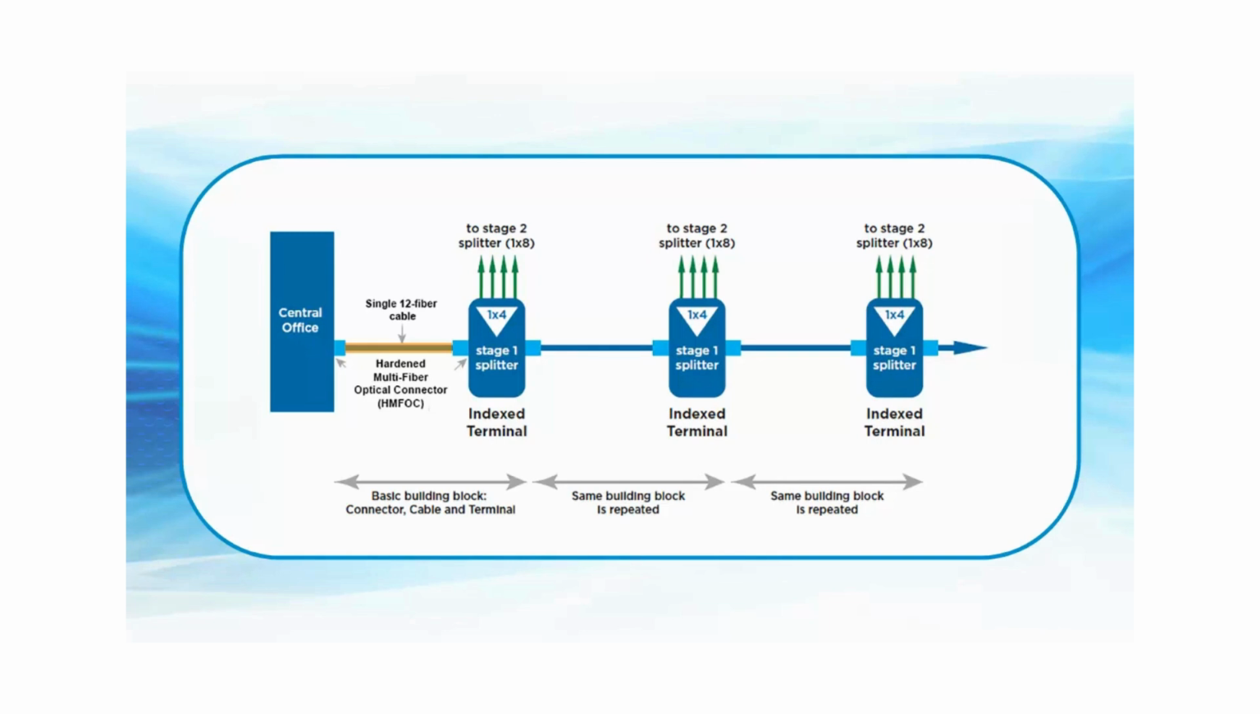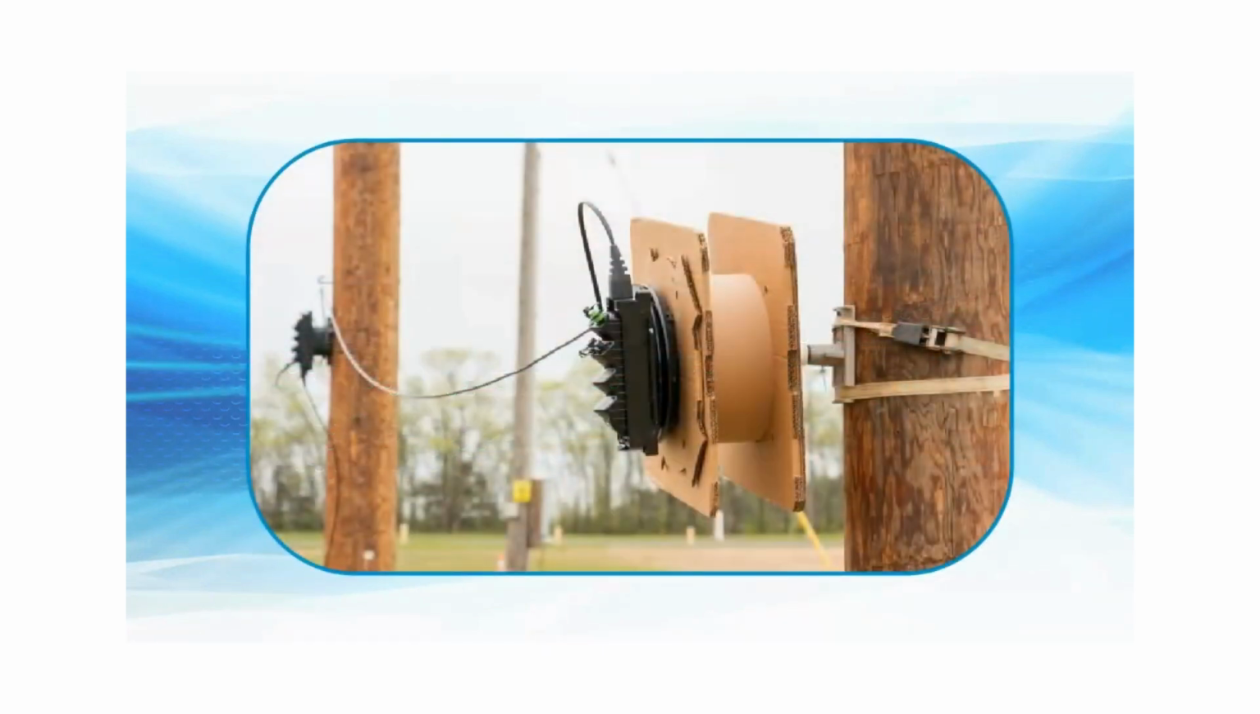In the terminal, fiber 1 is routed to a splitter for servicing local customers, and the remaining fibers are indexed or moved up as they exit the terminal to connect to the next terminal. Indexing means that the second fiber entering the terminal will exit as the first fiber to enter the next terminal, and so on in a daisy-chained fashion. There are several variations of this architecture so it can meet the requirements of many deployment scenarios.